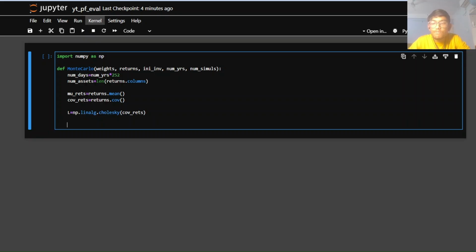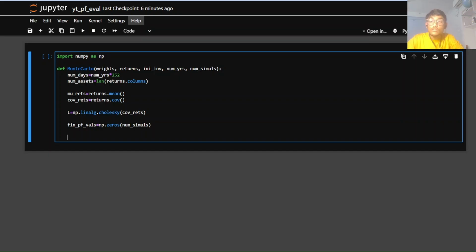And finally let's define our final portfolio values vector, which contains the values for each simulation, the final values that each simulation gives us back. So the final portfolio vals would simply be numpy dot zeros, and the number of simulations that we are having with us. There we go. Now let's code the loop.